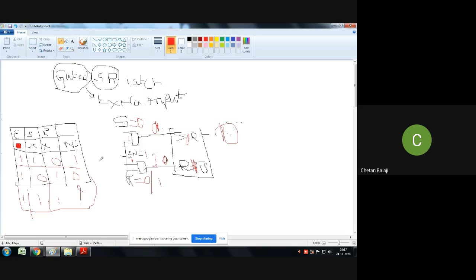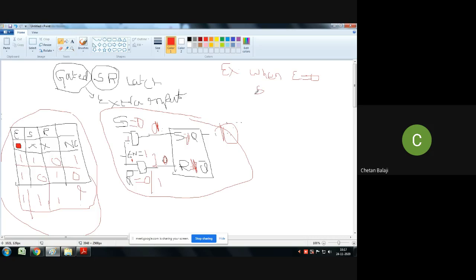This is the circuit diagram. Okay, this is the truth table. Now the explanation. The first case you need to write is when enable equals 0. Whatever the value of SR, output will be no change. Okay, when enable equals 1, if S equals 1, Q equals 1. If R equals 1, Q equals 0.